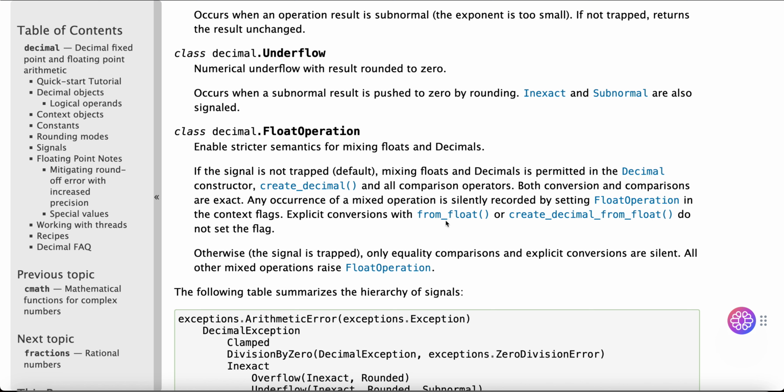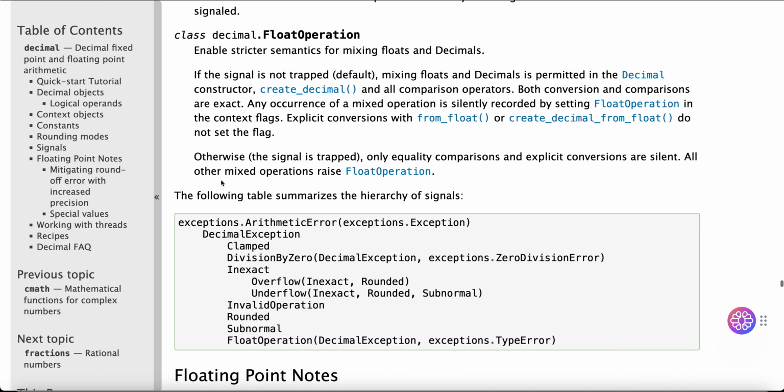Explicit conversions with from_float and create_decimal_from_float do not set the flag. Otherwise, the signal is trapped. Only equality comparisons and explicit conversions are silent. All other mixed operations raise FloatOperation.